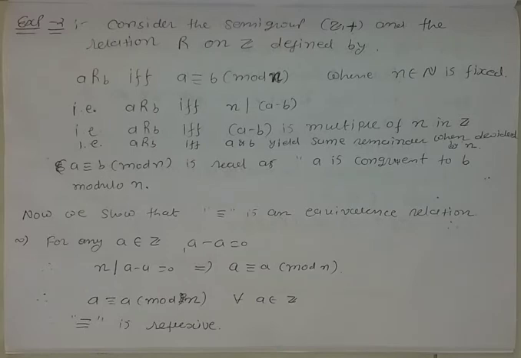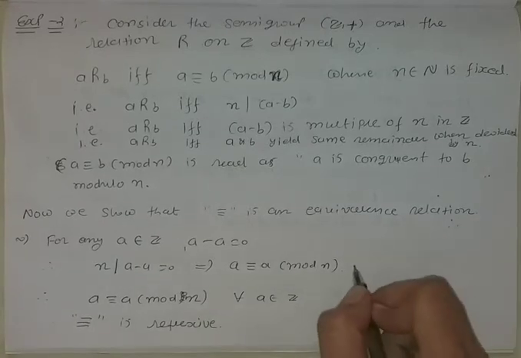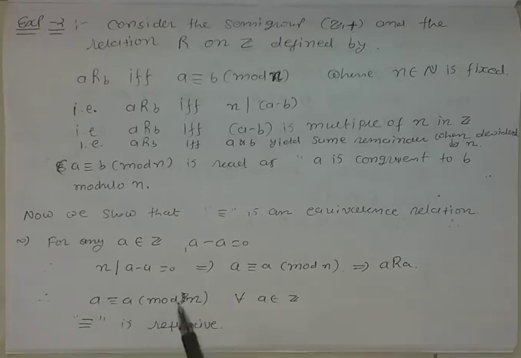So first is the reflexive property. For any A belongs to Z, A minus A is equal to 0. And 0 is divisible by any non-zero element, so n divides A minus A equal to 0. So this implies that A is congruent to A modulo n. So A is related with A, that means congruence modulo n is a reflexive relation.